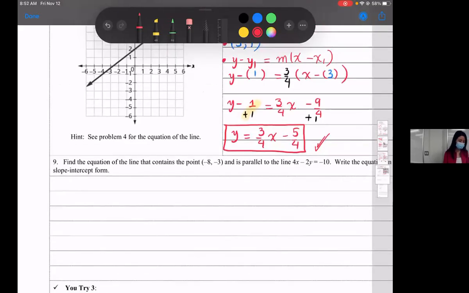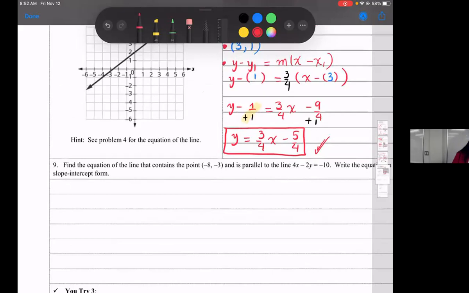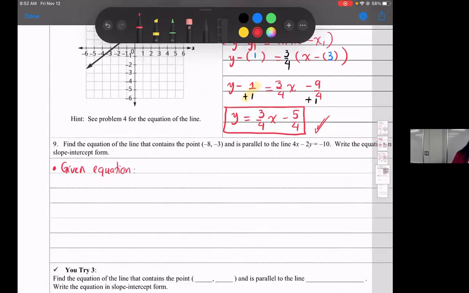Okay, let's walk through this problem. Find the equation of a line that contains the point -8, -3 and is parallel to the line 4x minus 2y equals -10. Let me write that given equation. The given equation is, not y equals, it's a general equation, 4x minus 2y equals -10.